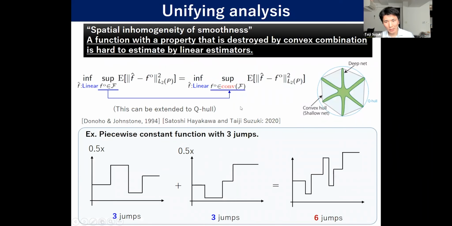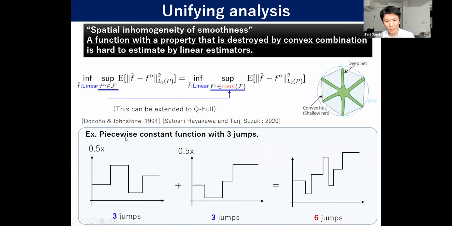Now, more generally, we can extend this result to more general settings. There appears a so-called convex hull argument. This is another new concept. Roughly speaking, a function with a property that is destroyed by a convex combination is harder to estimate by a linear estimator. The convex combination is a very important notion to characterize why a linear estimator can be outperformed by a deep method.